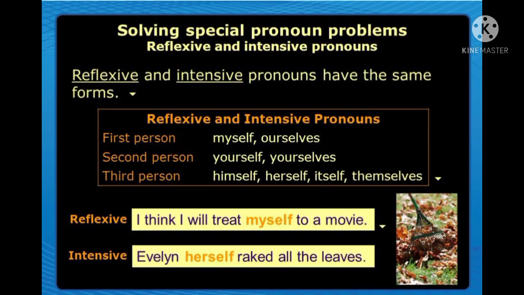Reflexive and intensive pronouns have the same forms. Reflexive and intensive pronouns: first person, myself, ourselves; second person, yourself, yourselves; third person, himself, herself, itself, and themselves. Example for the reflexive: I think I will treat myself to a movie. Intensive: Evelyn herself raked all the leaves.